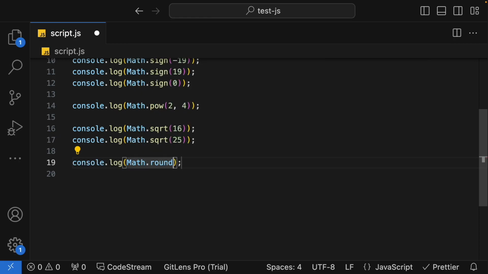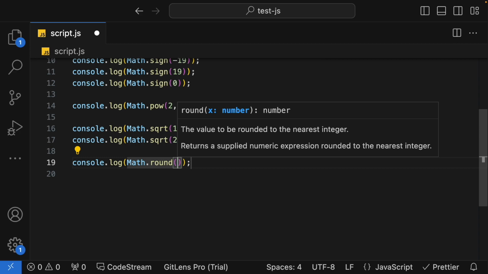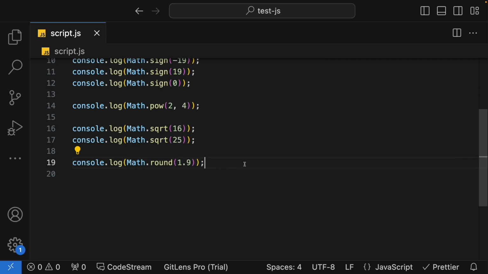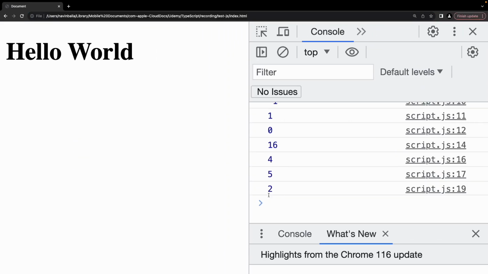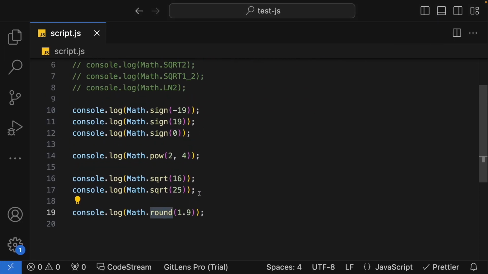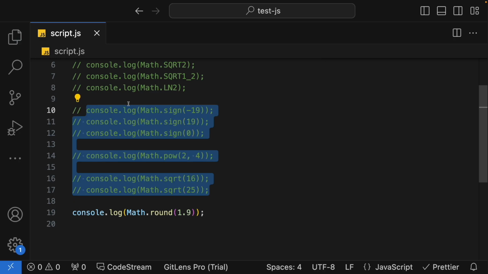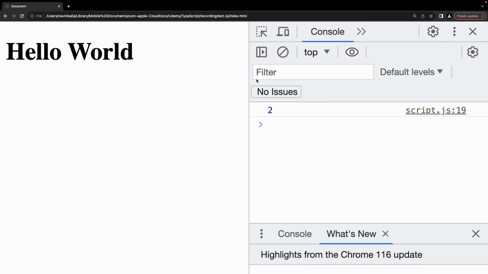Math dot round. So I need 1.9. When I say I want to make a round-off figure of 1.9, 1.9 is nearest to the number 2. And let's see, the output will be number 2 over here. And let me just comment out all the previous part to make it much simpler.